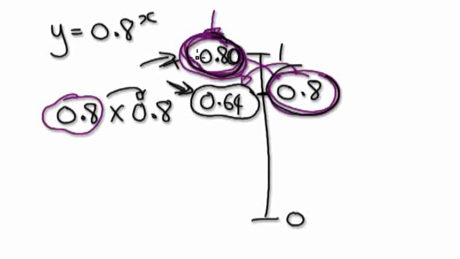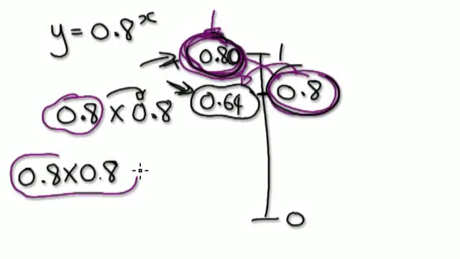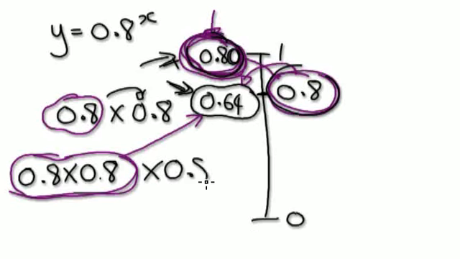Now, if you get 0.8 times 0.8, by the way, this bit here is this bubble here. Now let's say you get this bit here, and then you times 0.8 again. So you times 0.8 again. So it will look like this.